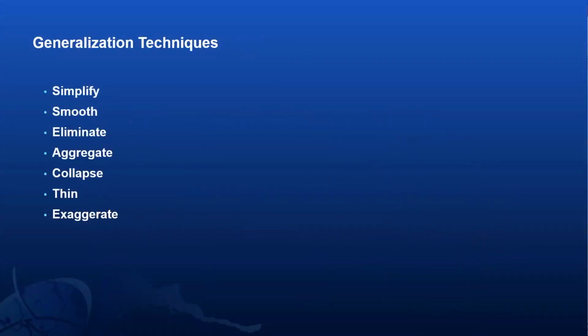Well, in generalization, we're applying these types of techniques to the data. We're simplifying and smoothing data to reduce complexity, eliminating features that are too small at output scale, aggregating features together at times, for example, buildings to built-up areas, collapsing features to specific geometries. For example, polygon river becomes a center line, thinning road and hydro networks, and sometimes even exaggerating features that are important and need to be seen at output scale.